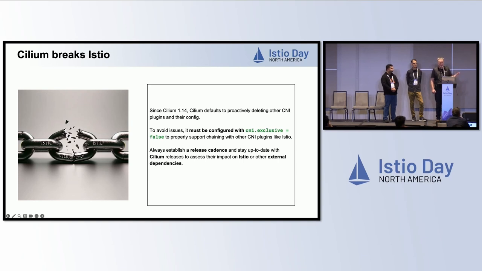And it was buried in their patch notes somewhere. But that caught, I think, at least Adobe, and I know some of my other customers got caught out by this because it stopped working. The Istio CNI stopped working altogether. Again, not an Istio problem, but it is something that can happen. You do have to understand the total ecosystem around it. Something to just keep in mind.